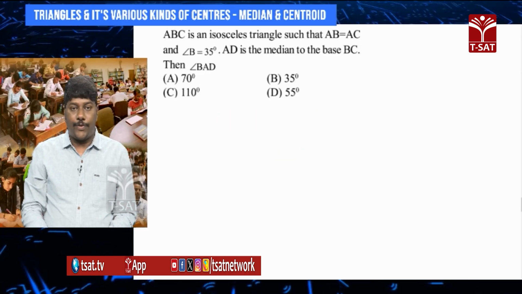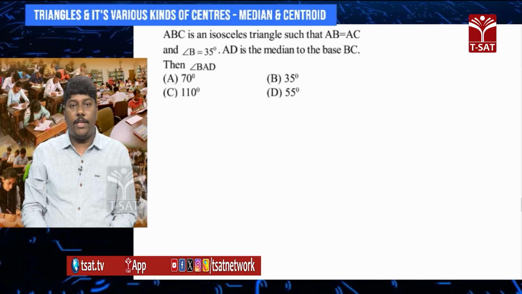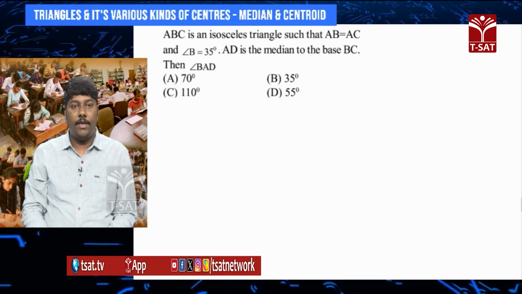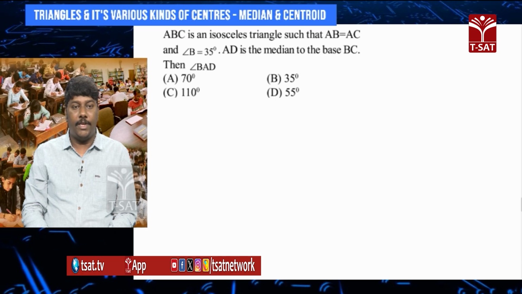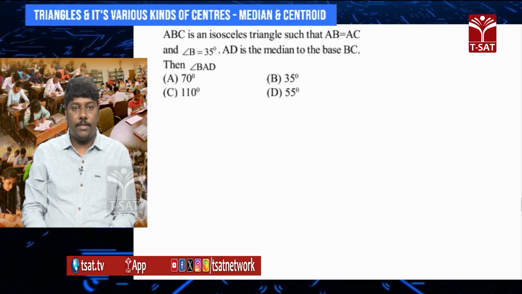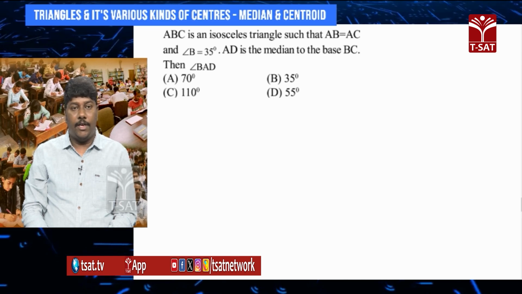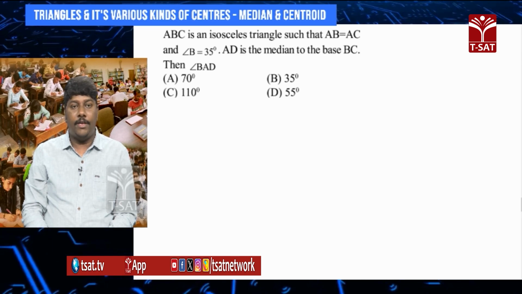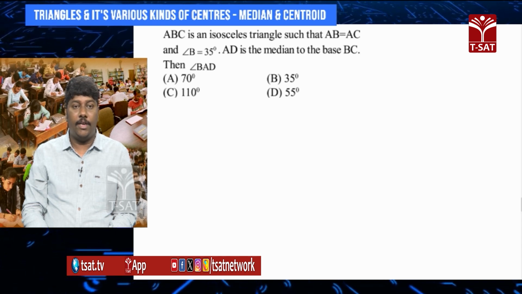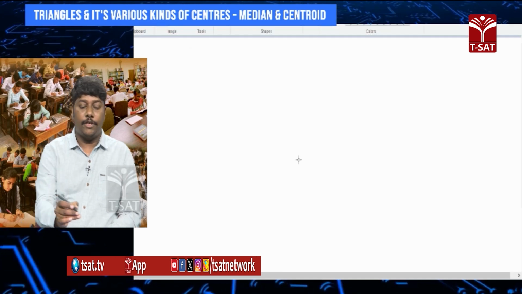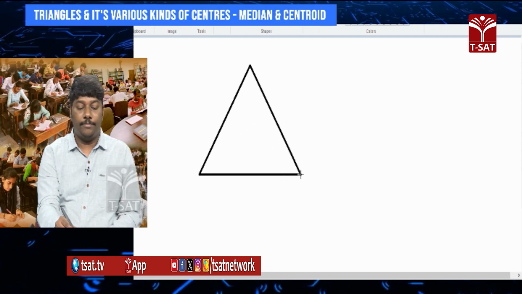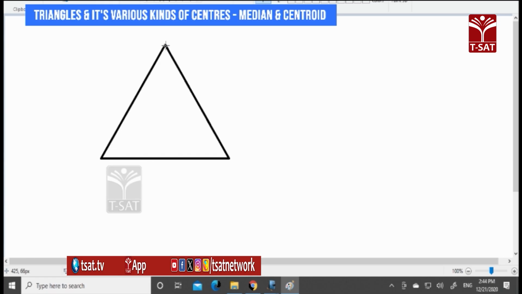ABC is an isosceles triangle such that AB is equal to AC and angle B is equal to 35 degrees. AD is a median to the base BC, then triangle BAD. So, let's keep this question for a minute and try to understand how median, angular bisector, altitude and perpendicular bisector behave in an isosceles triangle. Take an isosceles triangle. Here I am drawing an isosceles triangle. Take it as a median.